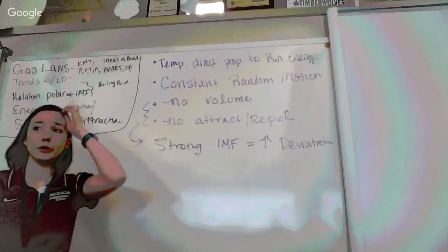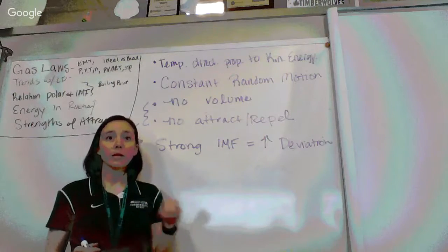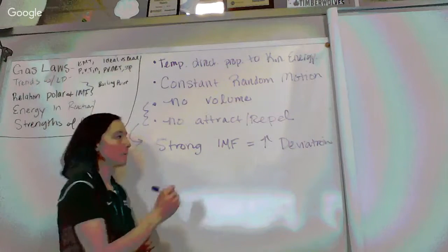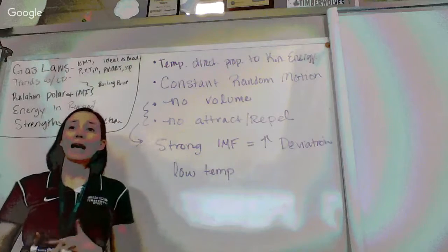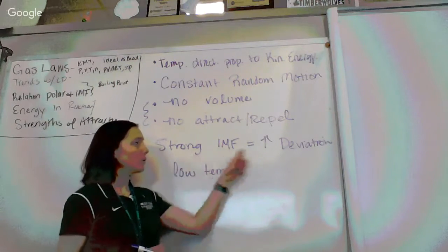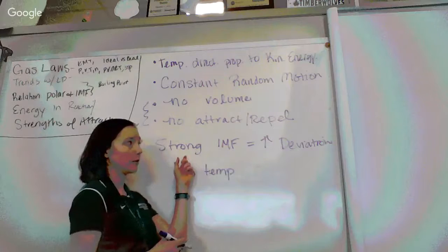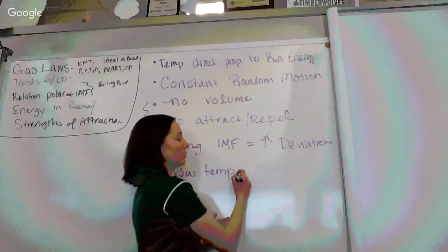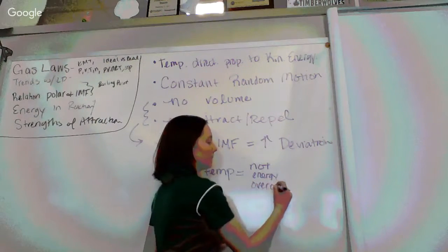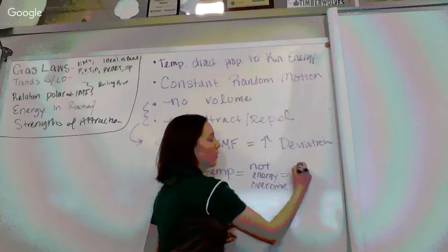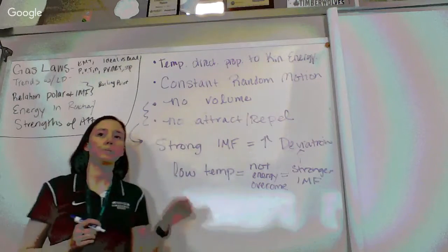There's various things we could do to get it to deviate. One of the things you're going to look at is how temperature and pressure impact those deviations. So when I have low temperatures, we do not have the energy that is needed to overcome those intermolecular forces. And so low temperatures cause your molecules to have stronger intermolecular forces and thus more deviations. So low temperature means not enough energy to overcome. I had lost a C in there. And so stronger IMFs, which then leads to more deviation.